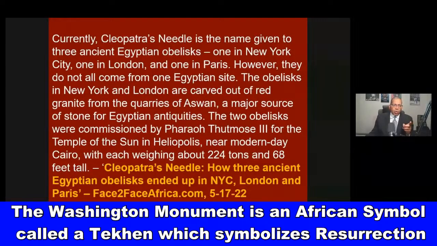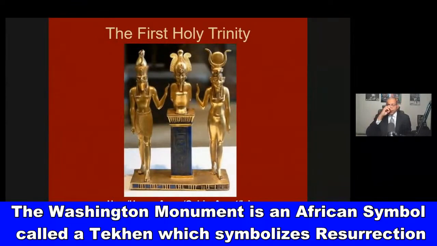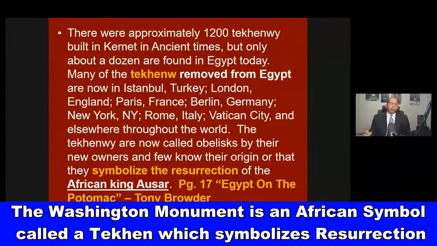There's a good article called Cleopatra's Needle, How 3 Ancient Egyptian Obelisks Ended Up in New York City, London, and Paris, France. And the Tekken, or the obelisk, comes from the story of Asar, Aset, and Heru, who the Greeks called Osiris, Isis, and Horus. There were approximately 1,200 Tekkenu built in ancient Kemet, but only about a dozen are found in Egypt today.